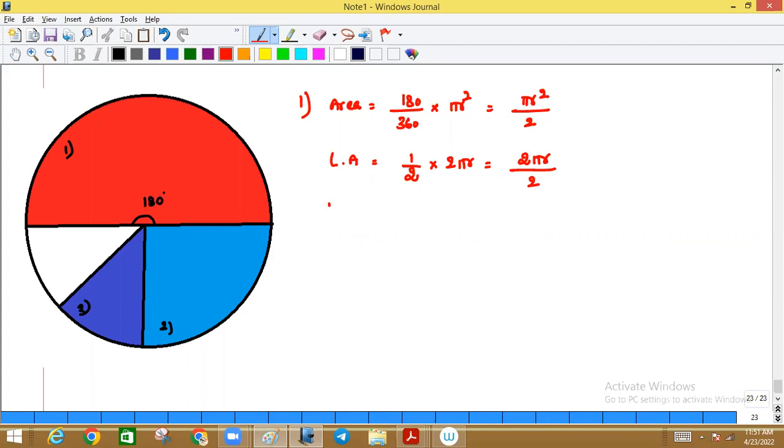What is the perimeter? There is a difference between perimeter and length of arc. What is the difference? See, if I ask you length of arc, it is only this. If I ask you perimeter, you just join this. You understand the reason? Perimeter means complete. So how much you need to add extra? Here radius. Radius plus radius is 2 radius. So there is 2 radius extra plus length of arc. So it is 2 times of radius plus length of arc. What is length of arc there? 2 pi r by 2.